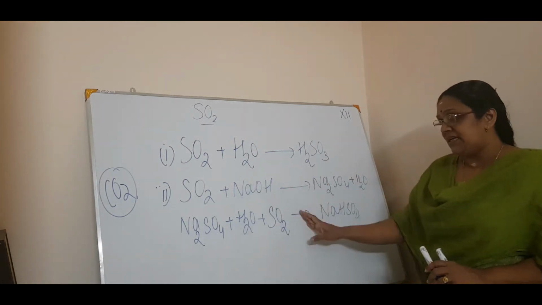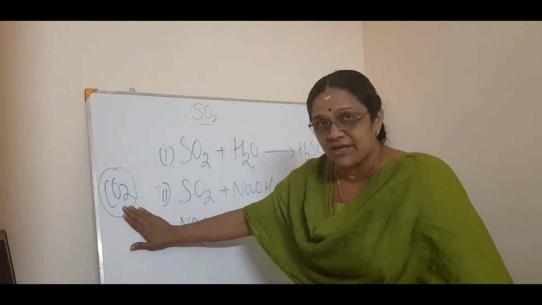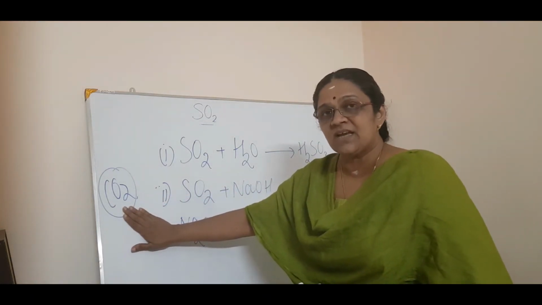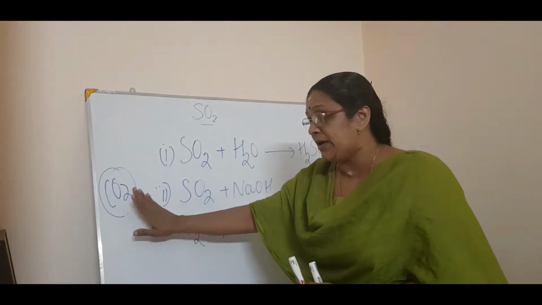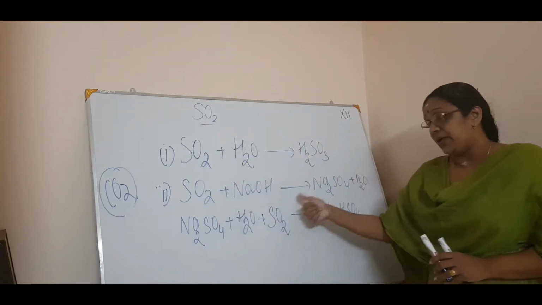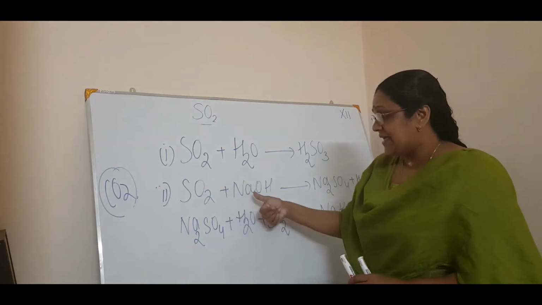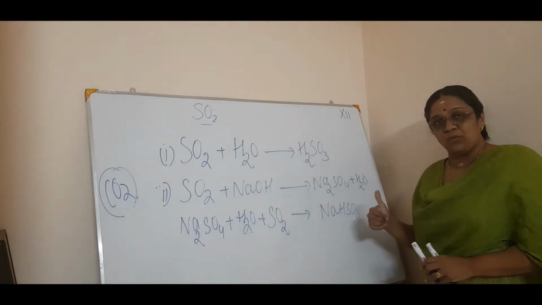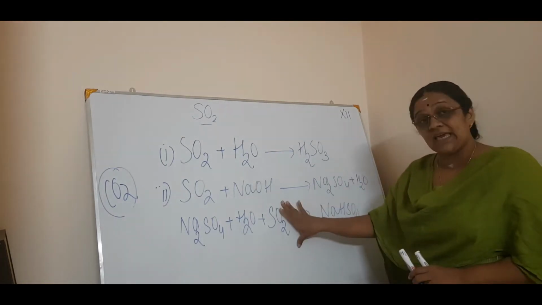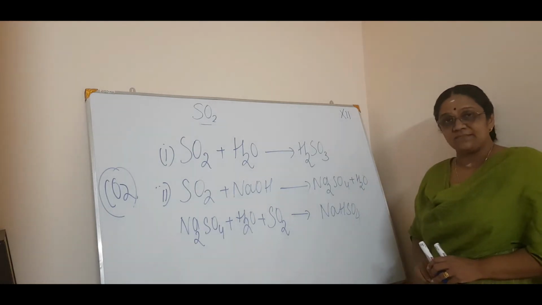So this equation is similar to the equation given by carbon dioxide. If a question is asked to give a reaction showing the similarity between carbon dioxide and sulfur dioxide, you can give both equations. That is, when sulfur dioxide is treated with NaOH, you get Na2SO4 plus water, and on passing more sulfur dioxide, this will give you sodium bisulfate.